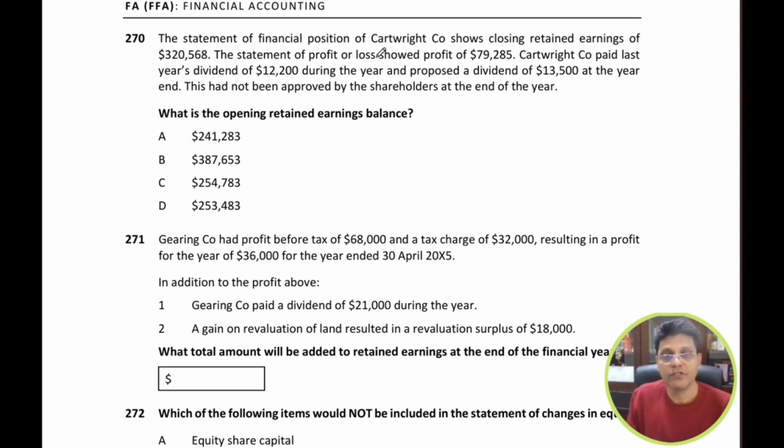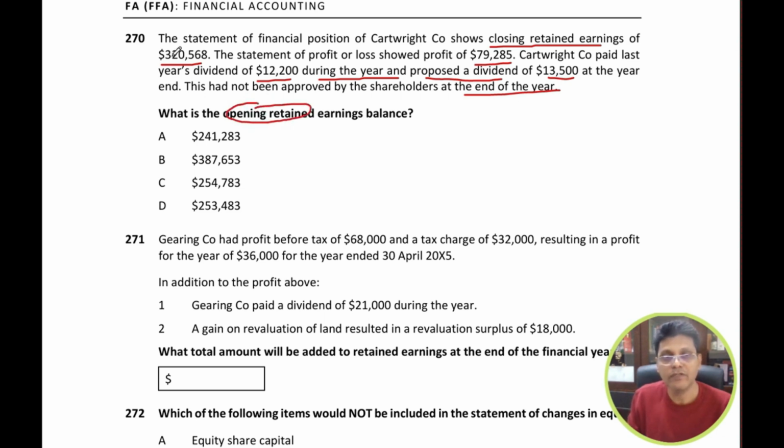Statement of financial position of Cartwright company shows closing retained earnings of 325,688. The statement of profit or loss showed a profit of 79,285. Cartwright company paid last year's dividend of 12,200 during the year, and proposed a dividend of 13,500 at the year end. This had not been approved by the shareholders at the end of the year. What is the opening retained earnings?